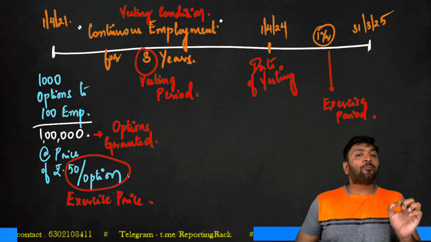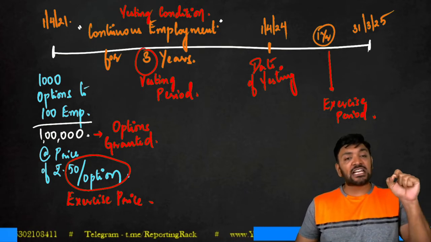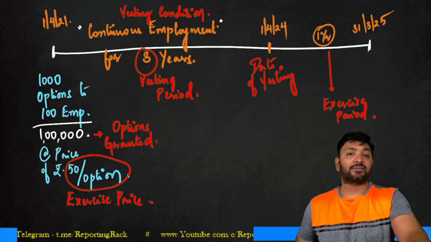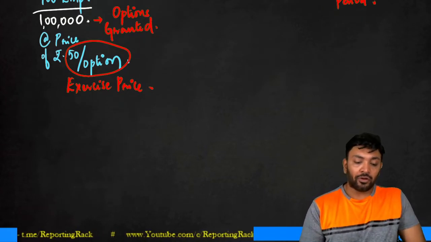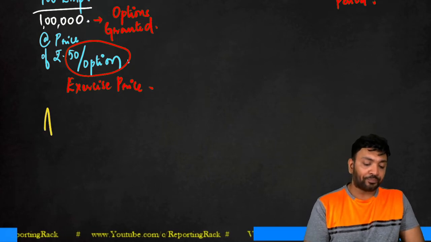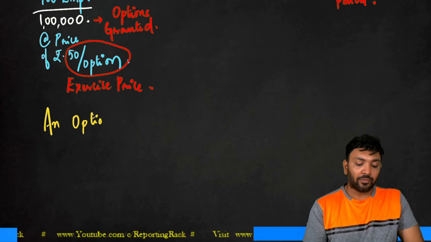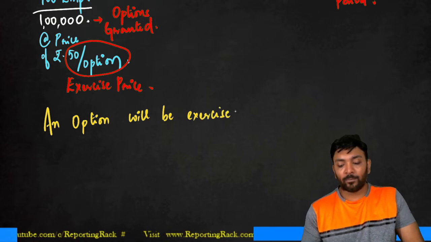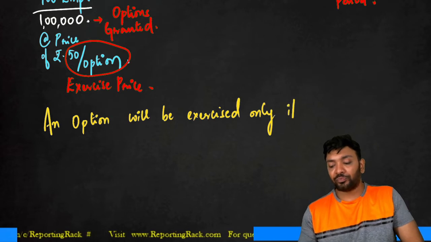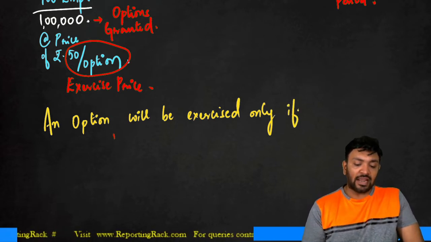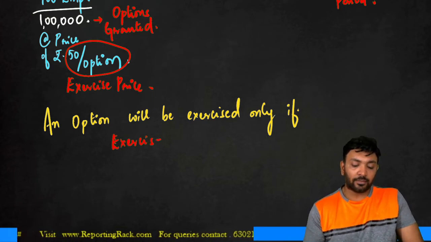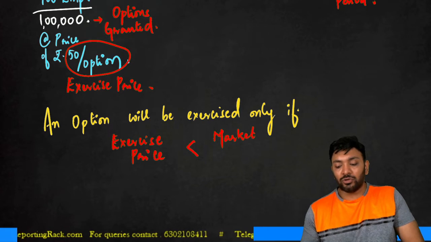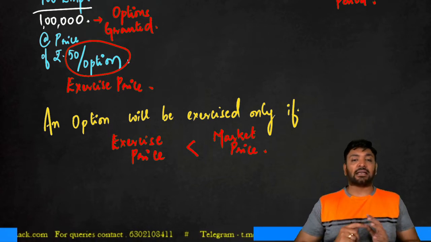Remember, an employee will exercise his option to subscribe for the shares of the company only if the market price of the company is greater than the exercise price. I'm saying an option will be exercised only if the exercise price is less than market price. So obviously the exercise price is generally less than the market price.